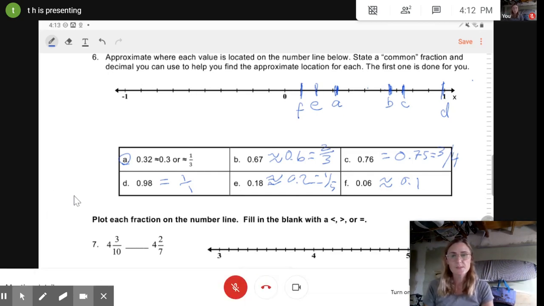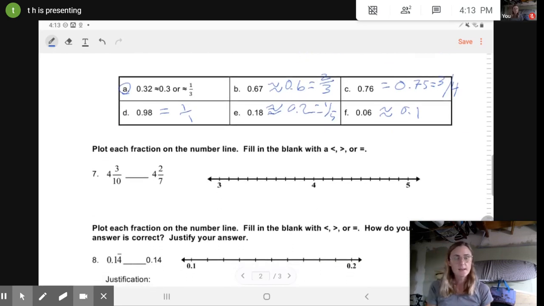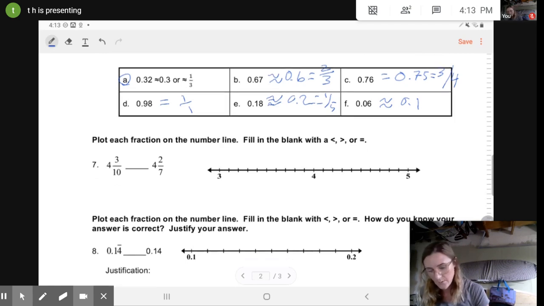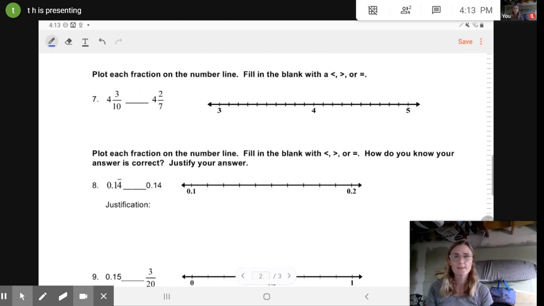Okay, this next part says plot each fraction on the number line. Fill in the blank with a less than, greater than, or equals to sign. Okay, well, there's a couple of different ways that we can think about this. So 4 3/10 is either less than, greater than, or equal to 4 2/7. I know that 4 and 4 are the same, so I'm really just looking at the fraction here.